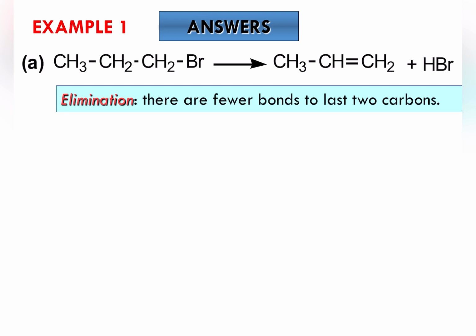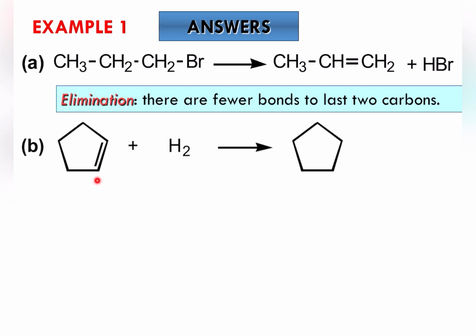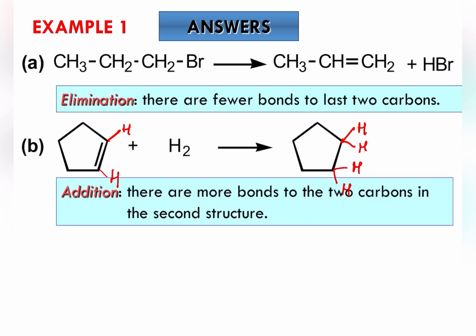Next one, you got question B, where cycloalkene reacts with hydrogen molecule to produce cycloalkane. This has multiple bonds and this is a saturated compound. And what's next? You can see the additional hydrogen atoms here, 4 of them, as originally from here you got only 2 hydrogen atoms. So you can see there are more bonds to the 2 carbon atoms in the second structure, which is your product side. So you can conclude this reaction is addition.